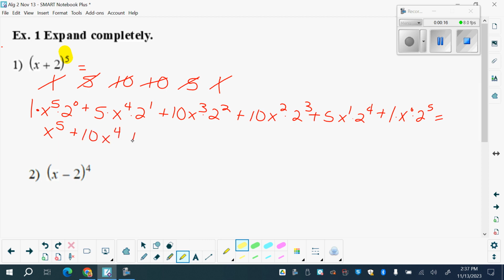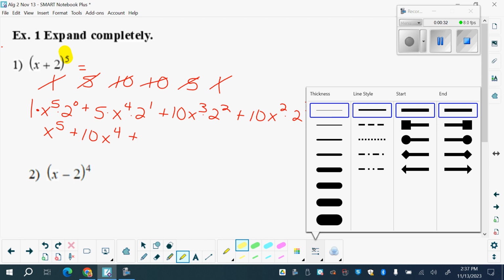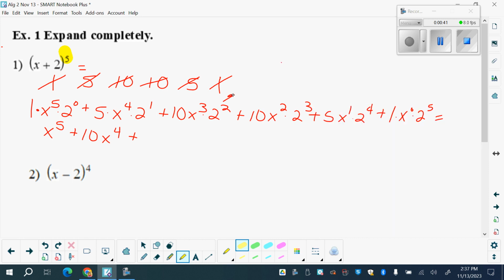x to the 4th. What's 2 squared equal to? 40, not 4. No, times 10. Oh, you're looking. Yeah, I did it at the same time. 4. So 2 squared gives you 4. So 10 times 4 would be 40.